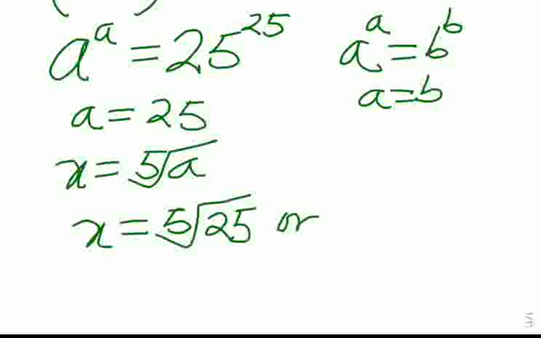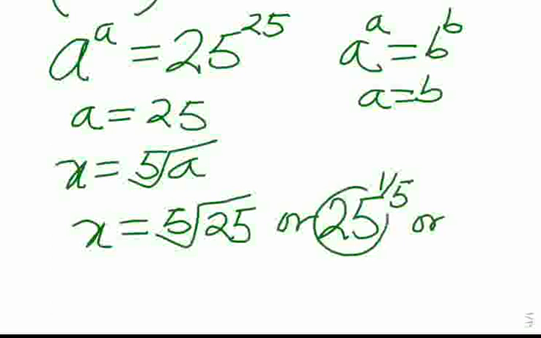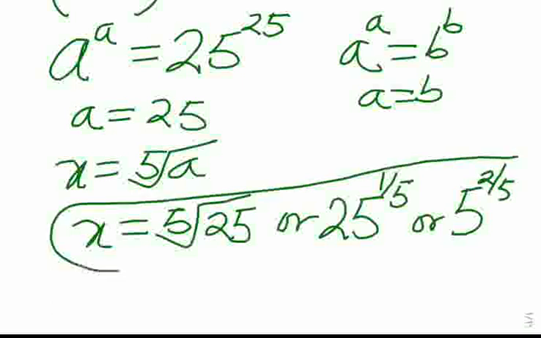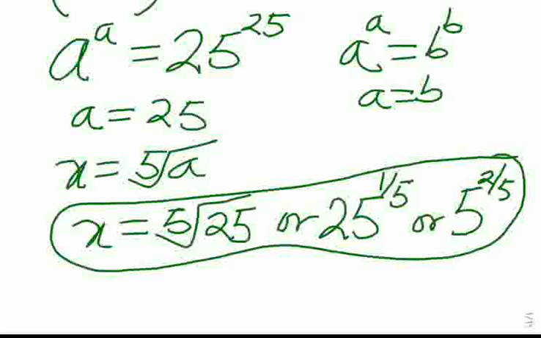You can still write this whole expression as 25 raised to power what? 1 over 5. In fact, you can also still write this answer as what? If we break down that 25, we're going to get 5 raised to power 2. The power 2 multiplies this power to give us 2 over 5. So the solution to this question can be expressed in 3 different forms. x is the fifth root of 25, or 25 raised to power 1 over 5, or 5 raised to power 2 over 5.